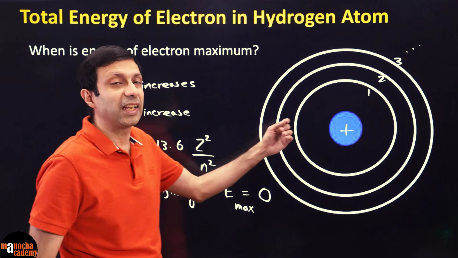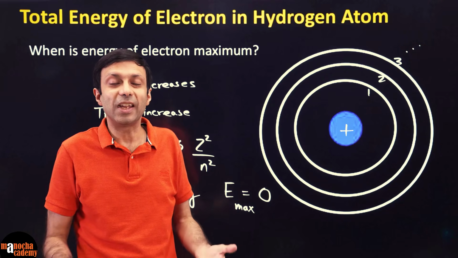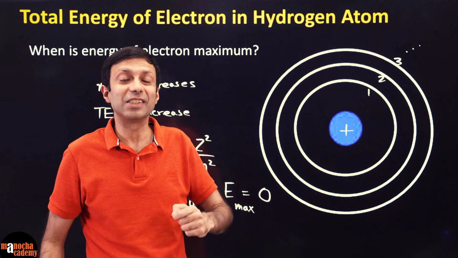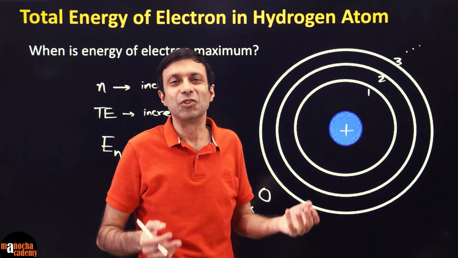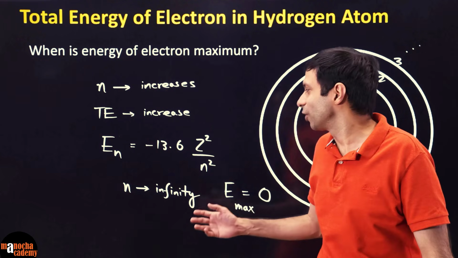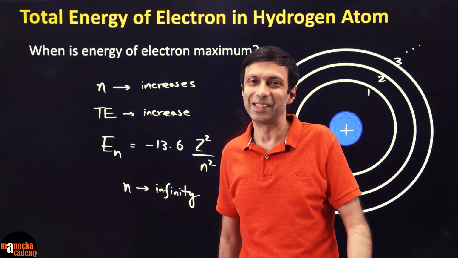And in this case, we can say the electron is free from the atom because it is very far away from the nucleus. So the atom has become an ion because it has lost an electron. It has become positively charged, it has become a cation. So this is when the energy of the electron is going to be maximum, when it is very far away from the nucleus.